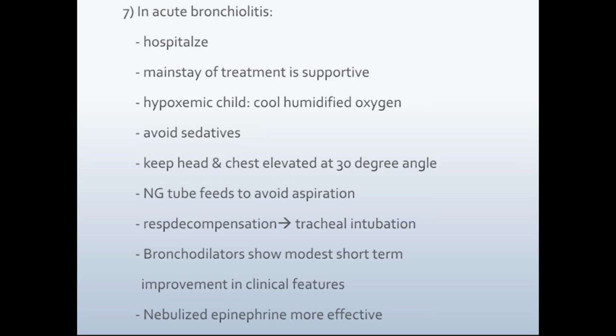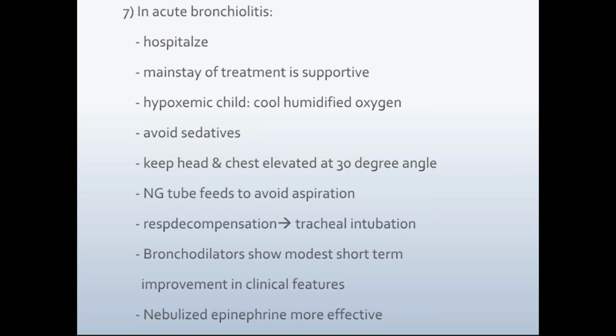respiratory failure. To terminate all these events, one must provide oxygen, that is also cool humidified oxygen, in a non-threatening way. Don't jump on the child to give oxygen, because that all leads to airway resistance, because the child will cry more. Avoid giving any sedatives. Keep the head and chest elevated at a 30-degree angle. Use tube feeds to avoid aspiration. If respiratory decompensation is happening, like carbon dioxide retention is more, then go with tracheal intubation. Bronchodilators show modest short-term improvement in clinical features. Why? Because the most common age group that bronchiolitis presents is 2 months to 6 months of age.